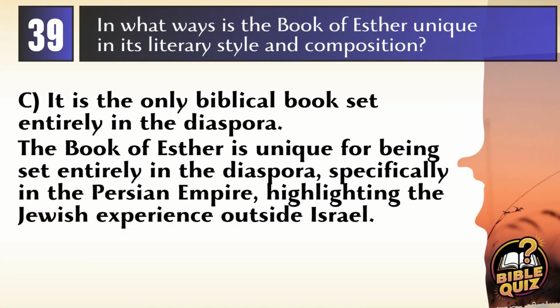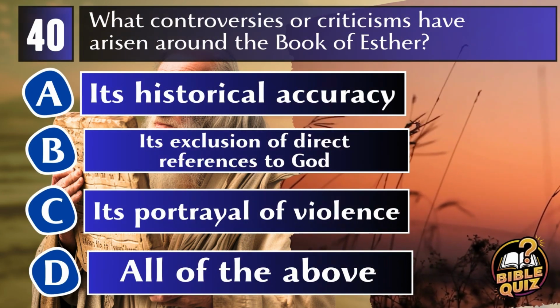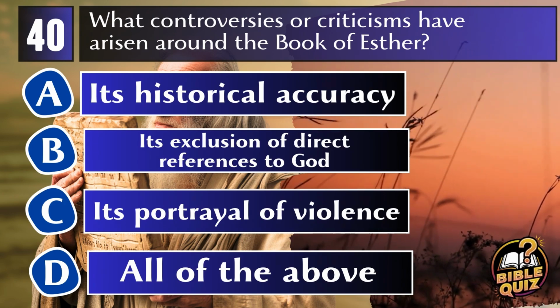Answer C. It is the only biblical book set entirely in the diaspora. The Book of Esther is unique in its literary style and composition, as it is the only book in the Bible set entirely in the diaspora, specifically in the Persian Empire, highlighting the experiences of Jews living outside the land of Israel.